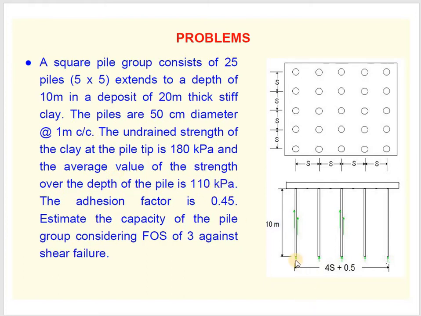That means at the tip the undrained strength, that is Cu value, is 180, and around the pile surface the undrained coefficient is 110. The adhesion factor is 0.45. Now you have to find the capacity of the pile group, and the factor of safety is 3. So how will you solve this problem?